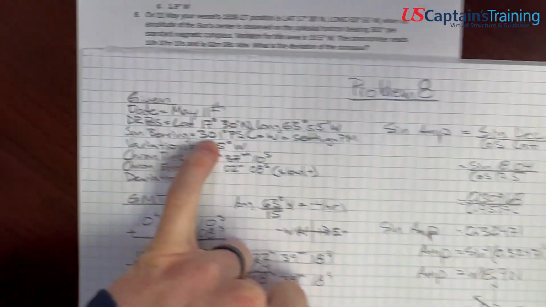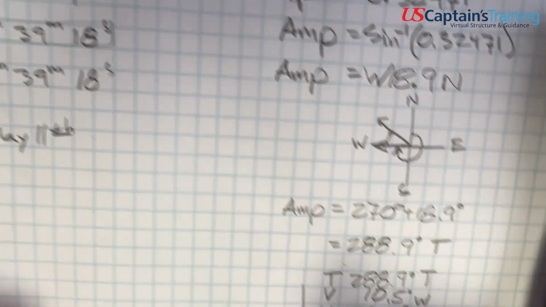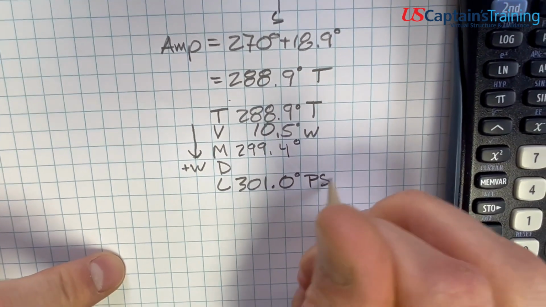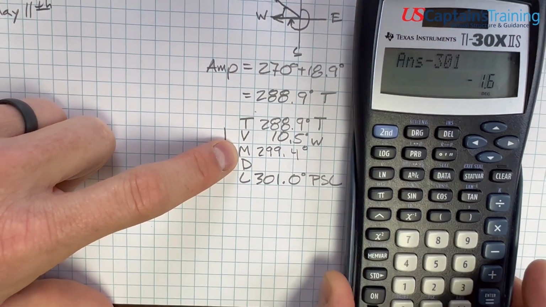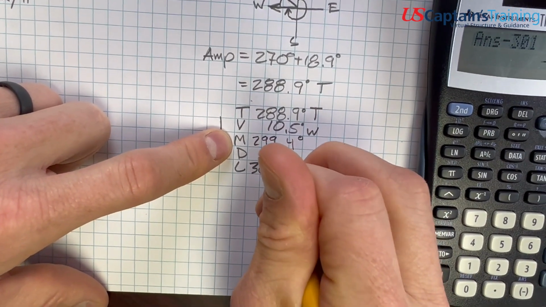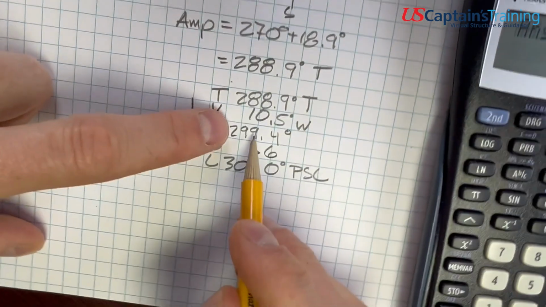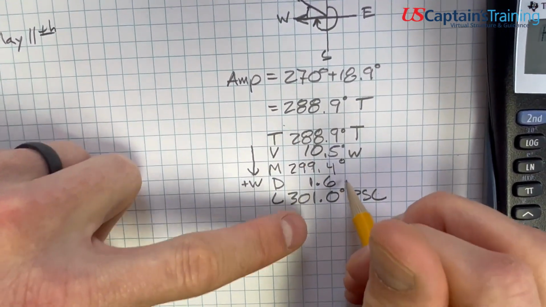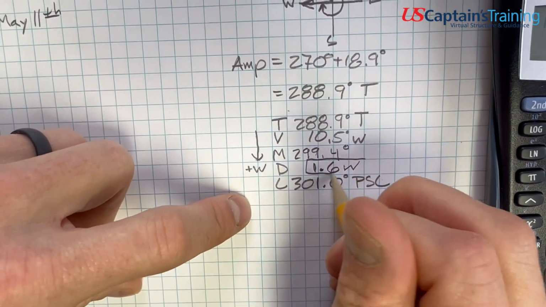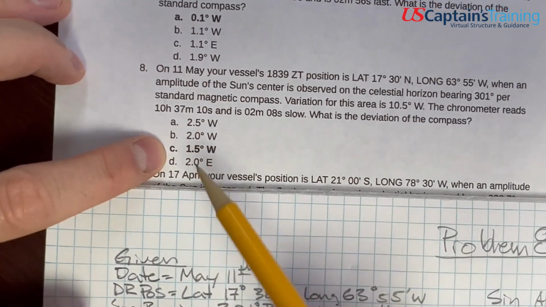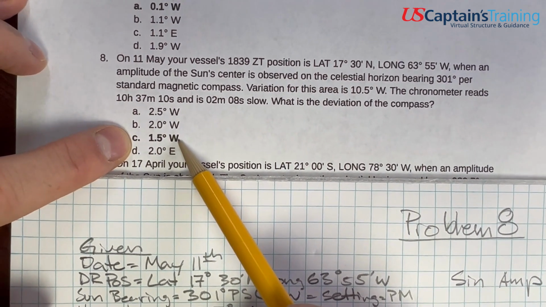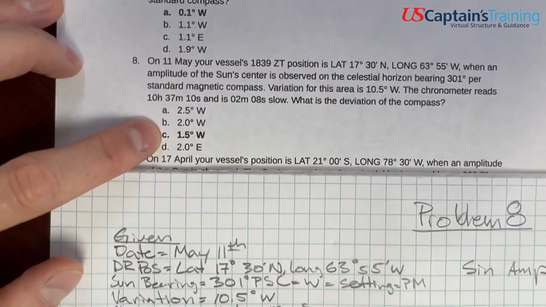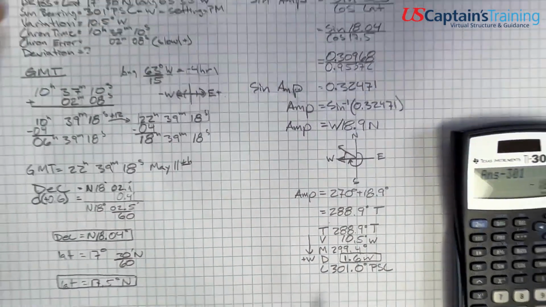And now deviation is what we're calculating. Compass was given in the problem as 301.0 degrees PSC. Now we take 299.4 minus 301, and the difference is 1.6. We've got to figure out, is that east or west? 299 to 301, we added. So when we go down, we add, it's west. 1.6 degrees west deviation is what we calculated. Let's check it out. They're all west, but by far it's not these; these are too far off. 1.5 west was the closest answer to ours, which was 1.6. So we came up with the right answer to practice problem 8.